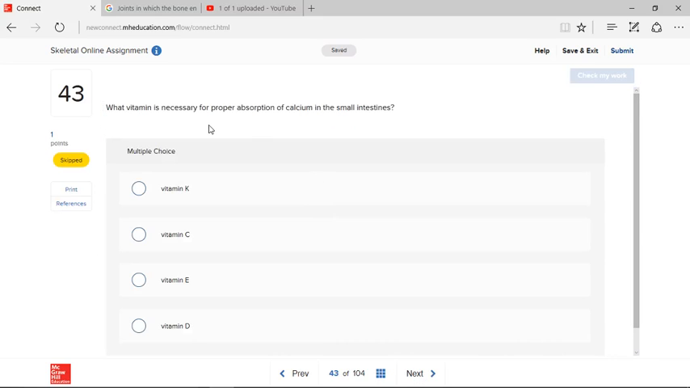Next question. What vitamin is necessary for proper absorption of calcium in the small intestines? Big letter C.